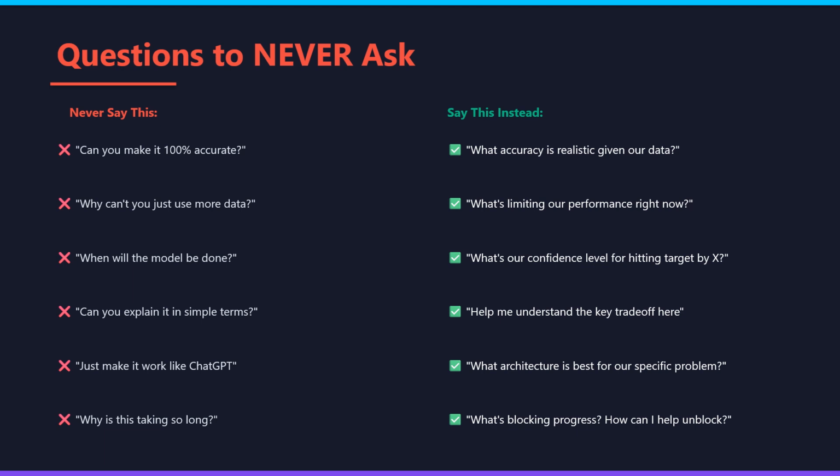And never ask, why is this taking so long? Instead ask, what's blocking the progress? How can I help unblock? The first is accusatory, the second is collaborative. The same information, but a completely different relationship dynamic.